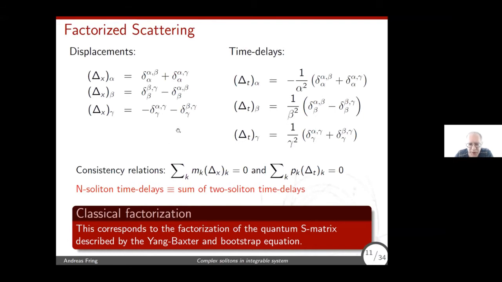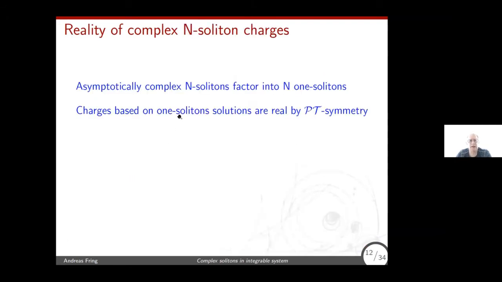So everything reduces to two-particle scatterings. So now we use the fact that asymptotically, the complex N-soliton factorizes into N one-solitons. That's what we just observed, and we know precisely how this happens, namely there will be shifts.